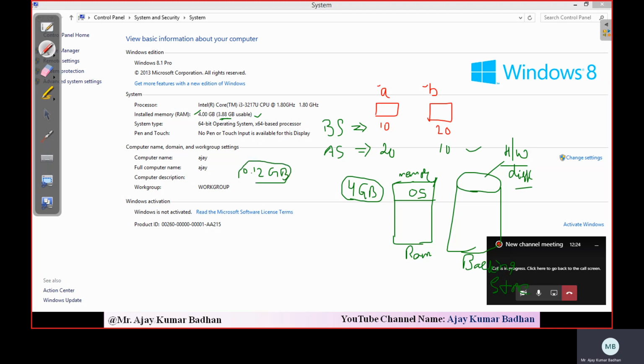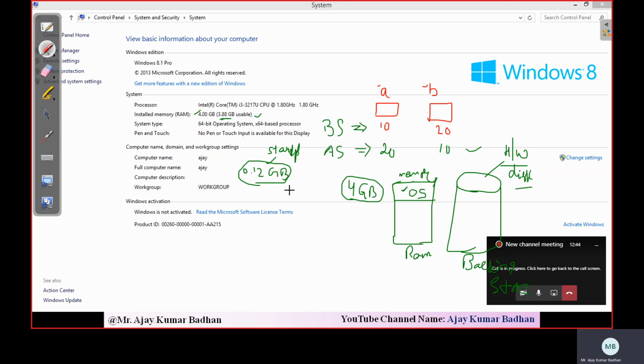Now this 0.12 GB will consist of this particular operating system. Within this 0.12 GB, the operating system might be located. Not only this, in addition to that, additional space might be used for the operating system. This is used for startup purposes. I think you people know about startup initiation.